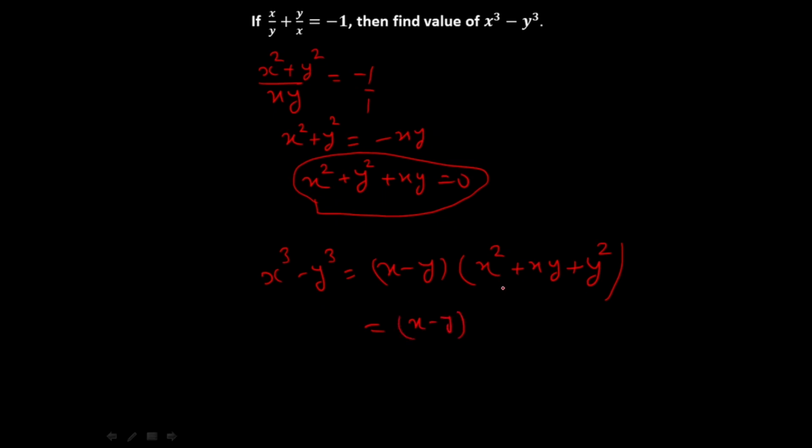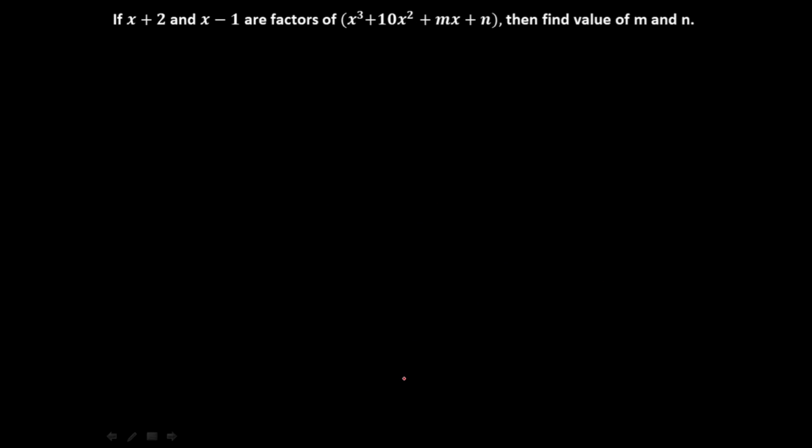So x minus y times this value, which is 0, the answer is 0. That's it. If x plus 2 and x minus 1 are factors of this, find the value of m and n. So use the factor theorem or the remainder theorem, that's up to you. This is equal to 0, so x comes as 1. In both cases, the remainder is coming 0.